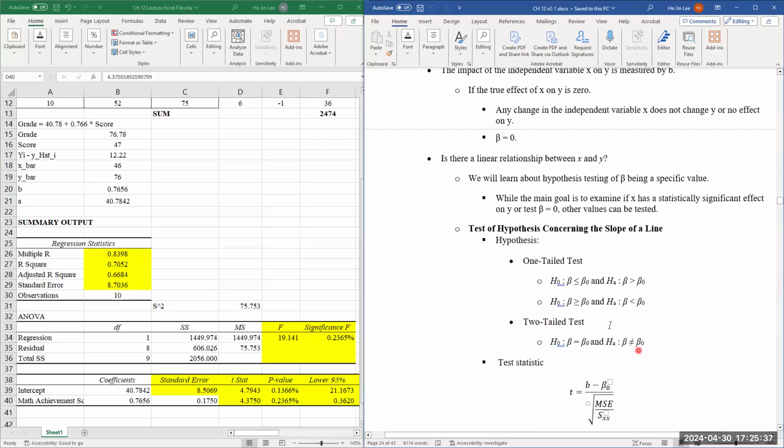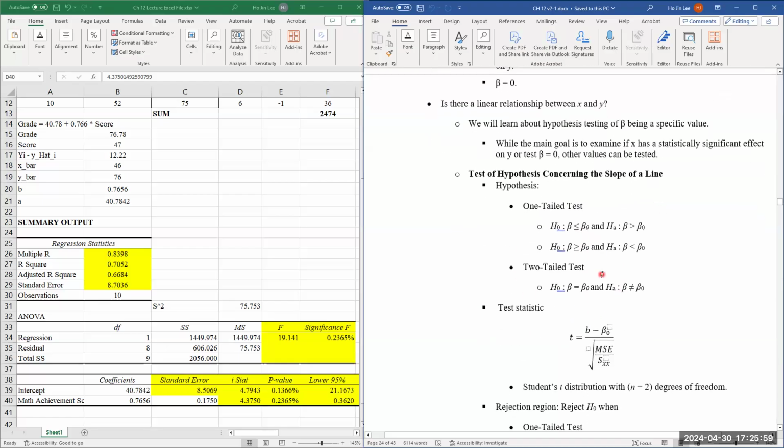This is the two-tailed test right here, where b is equal to b naught, with b naught being 0, versus b not equal to b naught. But this is the generalized form. If you want to test whether beta is equal to, less than or equal to, or greater than or equal to any number b naught, this is the generalized form.